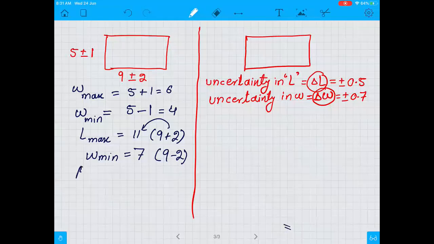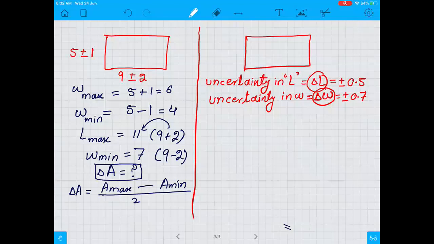Now, let's suppose the question is: calculate uncertainty in area. By the principle that we have understood today, the uncertainty in area would be maximum area minus minimum area, whole over 2. And in this question, we can apply this formula because the maximum value of area and minimum value of area both are available. Now let's go to the second situation.